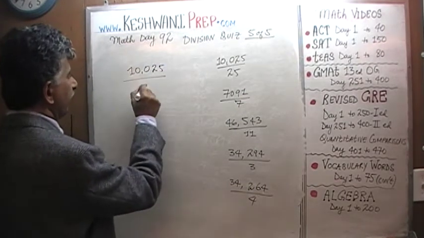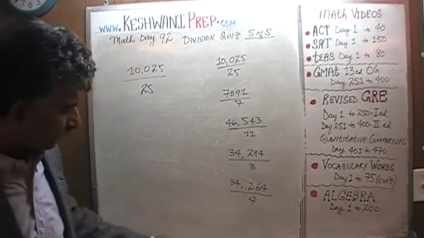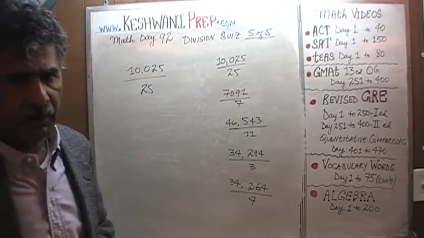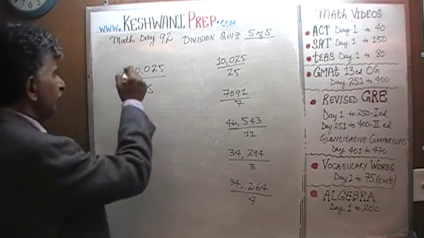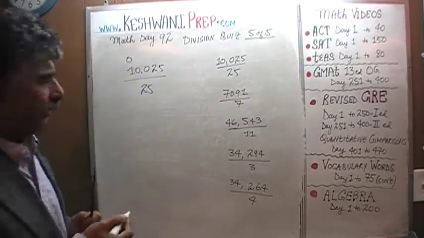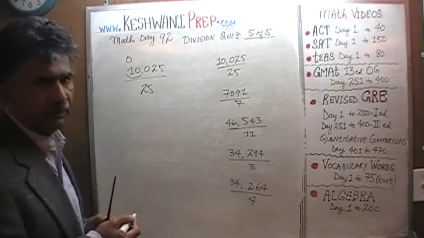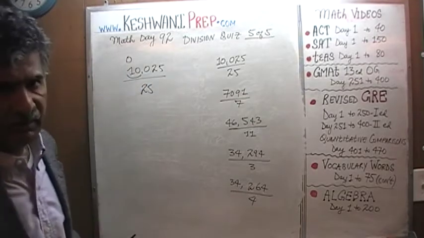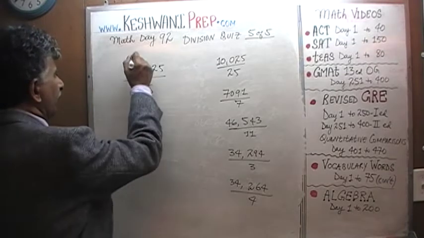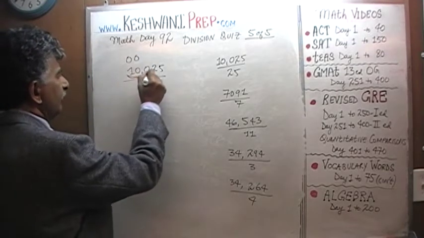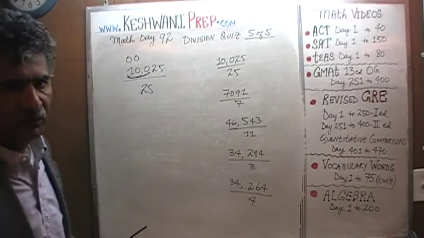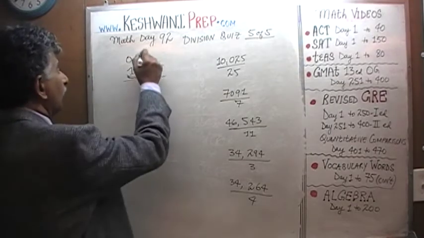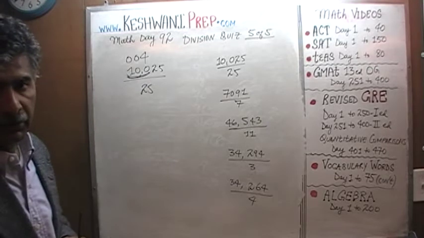10,025 divided by 25. How do we go about it? Well, it's very simple. We have done this many a time. We do one digit at a time. How many 25s does 1 have? One has no 25. That 1 goes and joins the 0, becomes a 10. How many 25s does 10 have? 10 has no 25s. So that 10 goes and joins the 0, becomes 100. How many 25s does 100 have? 100 has 4 25s.